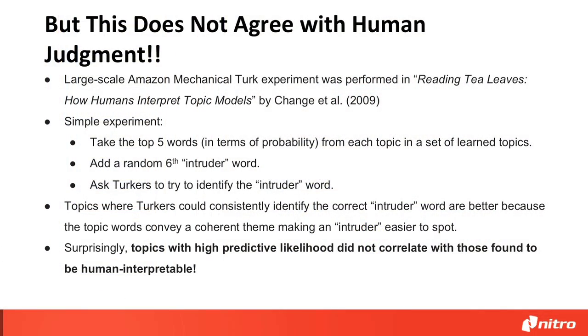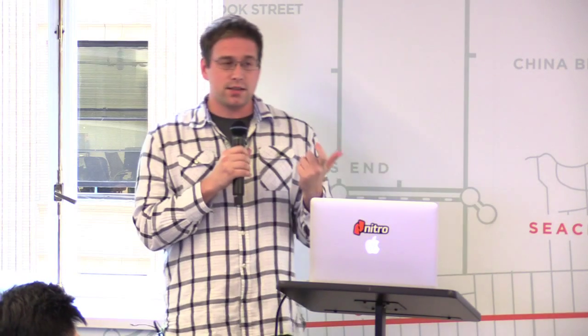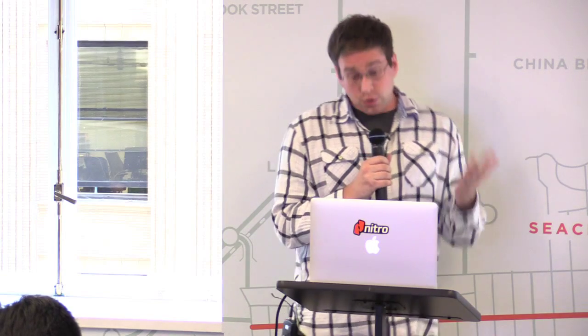But this was contradicted in a 2009 paper called Reading Tea Leaves: How Humans Interpret Topic Models. This paper described a large-scale Amazon Mechanical Turk experiment where a topic model was learned. Then the top 5 words by probability for each topic were taken, and a 6th intruder word, a random word, was added to each of these topics. Then the Turkers were asked to try to identify that intruder word.